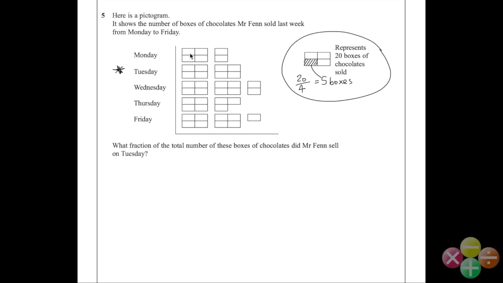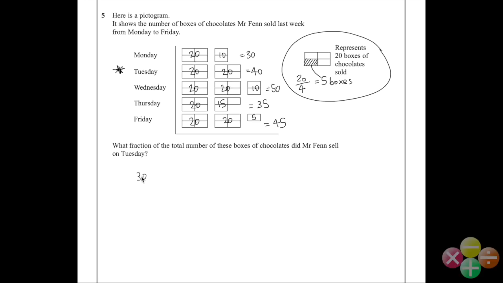So Monday, he sold 20 and 10, giving him 30. On Tuesday, he sold 20 and another 20, giving him 40. Now on Wednesday he sold 20, 20 and a 10, so that's 50. And on Thursday he sold 20 and 5, 10, 15. And 20 plus 15 is 35. Now on Friday he sold 20 plus 20 plus 5, giving him 45.